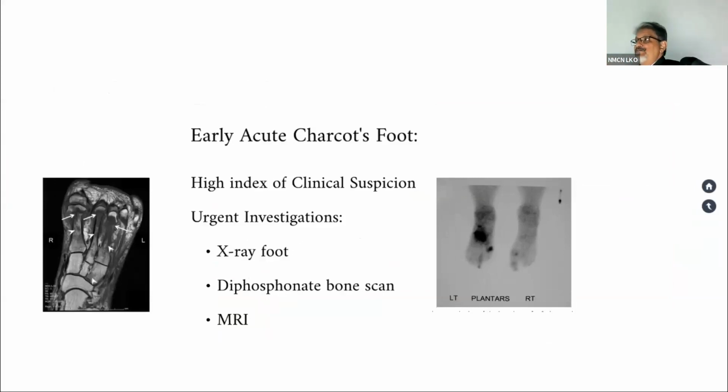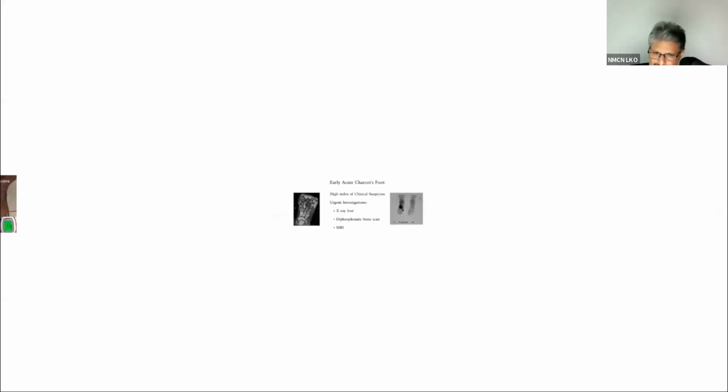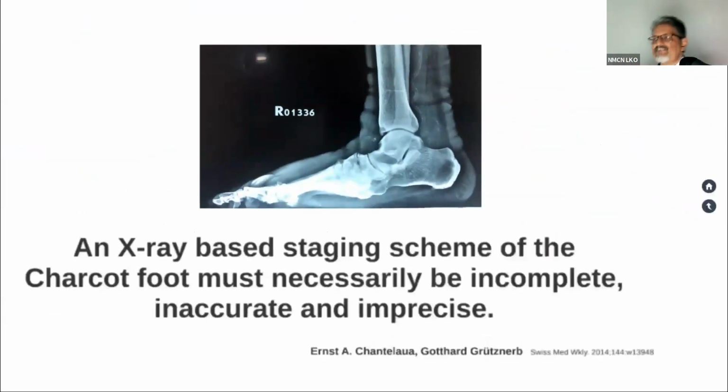If you are unable to pick up anything in the weight-bearing X-ray initially, in the stage 0 phase, plan for a diphosphonate bone scan, technetium 99, and MRI. These are the 3 urgent investigations if you are unable to pick up anything. So you are clearly seeing all these findings over here. An X-ray based staging scheme of the Charcot foot must necessarily be incomplete, inaccurate, and impressionistic.